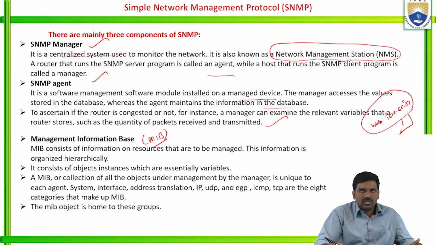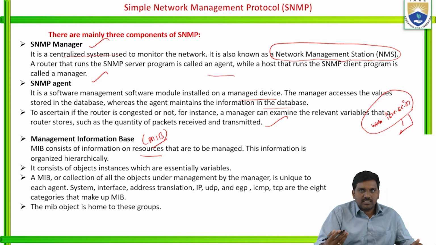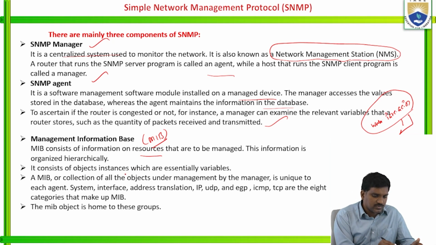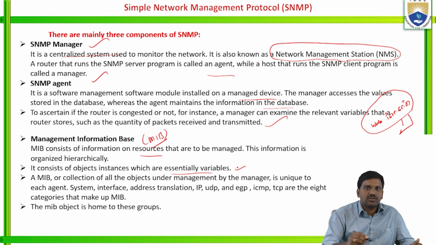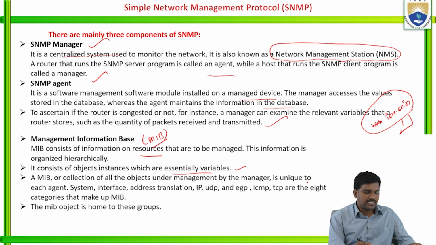Here it consists of information on resources that are to be managed. This information is organized hierarchically. It has information in terms of various parameters. It consists of objects and instances, which are essentially variables. A MIB is a collection of all the objects under management by the manager, and is unique to each agent: system, interface, address, installation.